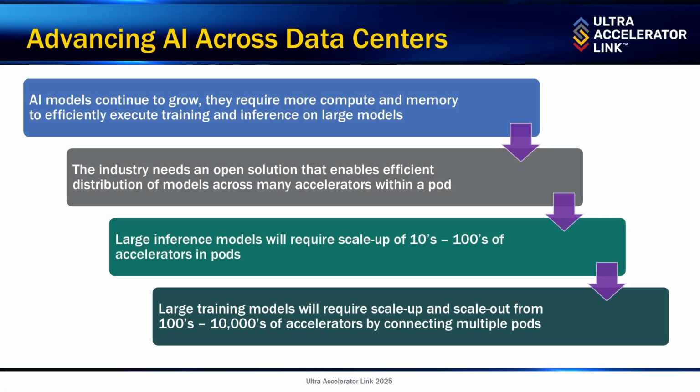UALink will scale to tens to hundreds of accelerators in a pod. We're going to be using standard Ethernet SerDes and PHYs at the 200 gig high bandwidth as our base physical transport layer. That will work for large inference models in a pod. For really large training models or even larger inference models, you'll take a pod connected with a scale-up network and string those together using standard scale-out networks like Ethernet.